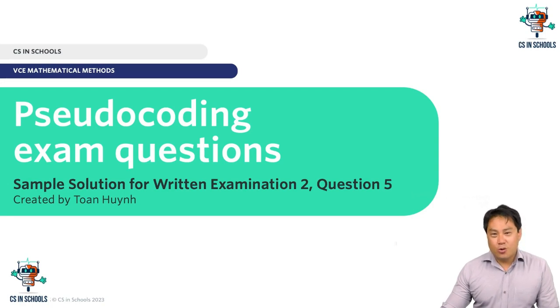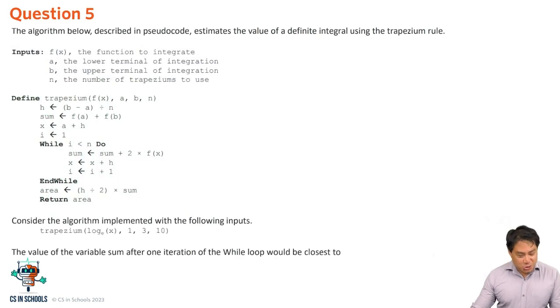We're going to go through a sample solution for question 5 in the Sample Written Examination 2 for VCE Specialist Mathematics, and it is focused on pseudocode. The question says the algorithm below, described in pseudocode, estimates the value of a definite integral using the trapezium rule, and we are provided with an algorithm in pseudocode. It then asks us to consider the algorithm implemented with the following inputs, and then asks us to find the value of the variable sum after one iteration of the while loop.